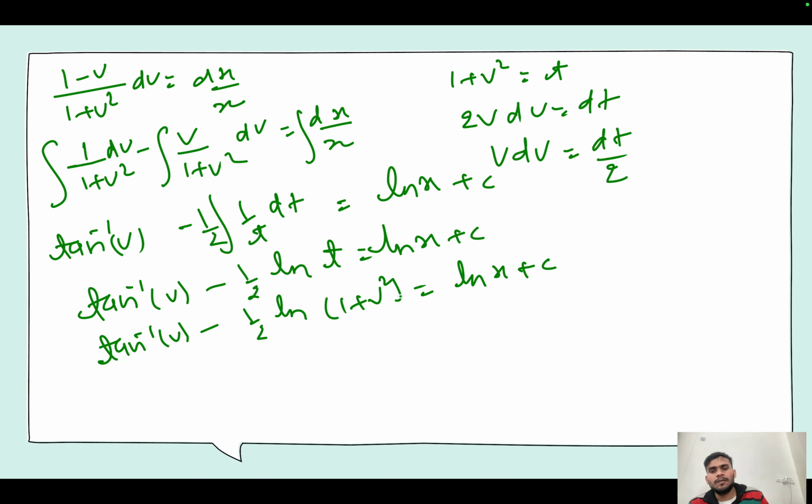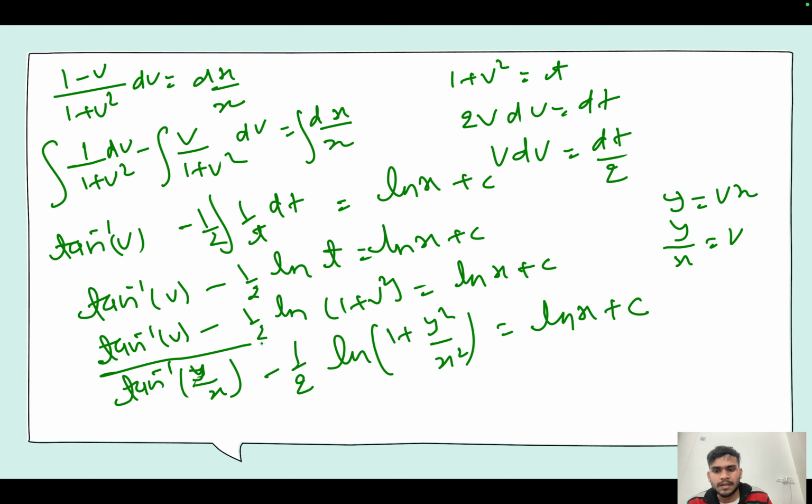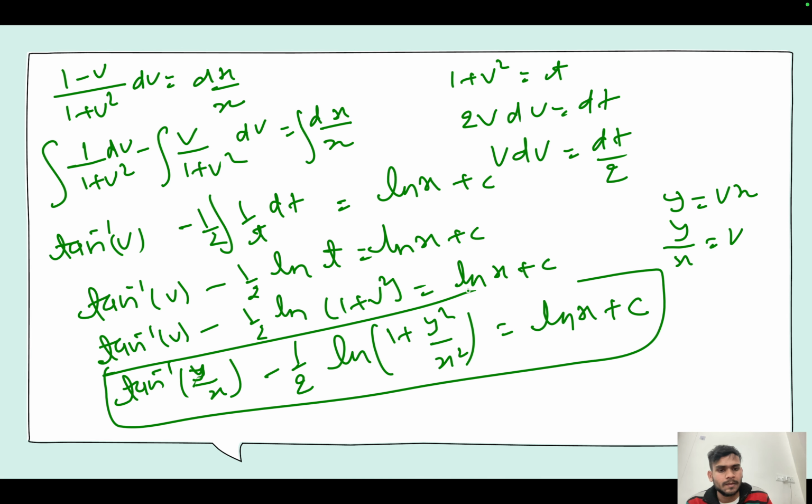Okay, now put the value of v. We have taken y is equal to vx, so y upon x is equal to v. So we get tan inverse y by x minus half ln (1 plus y square by x square) is equal to ln x plus c. Okay, this is the required answer for that example. Now moving to the next example.